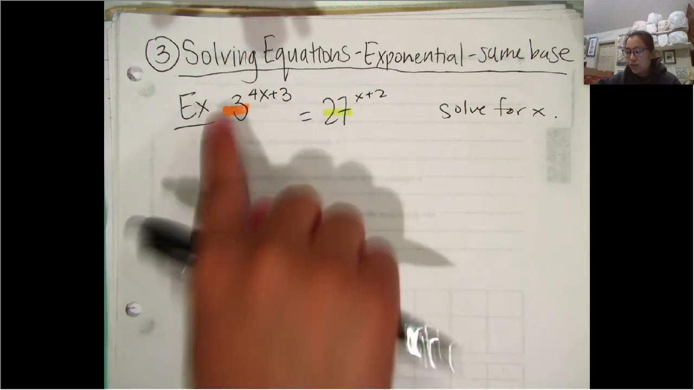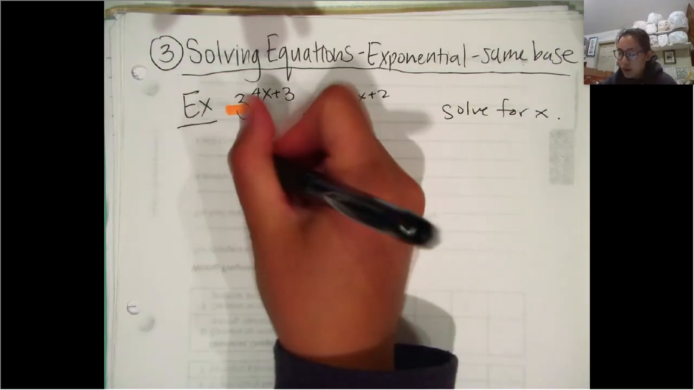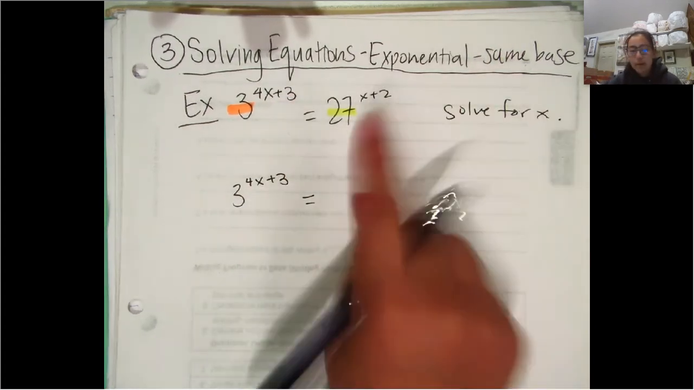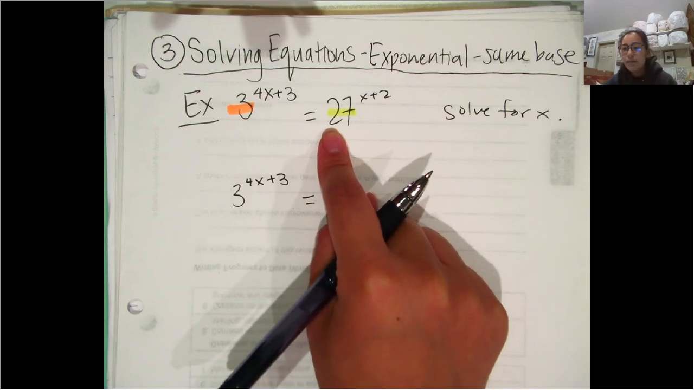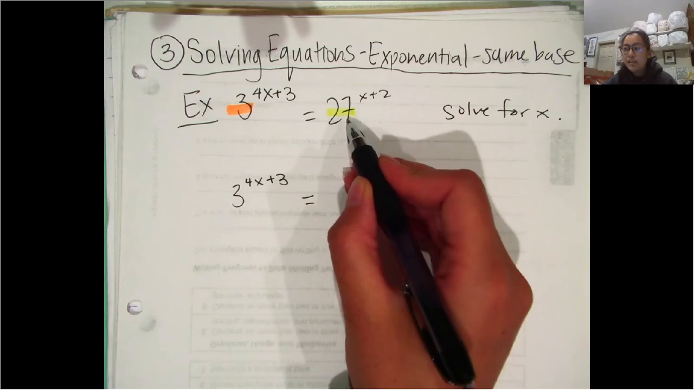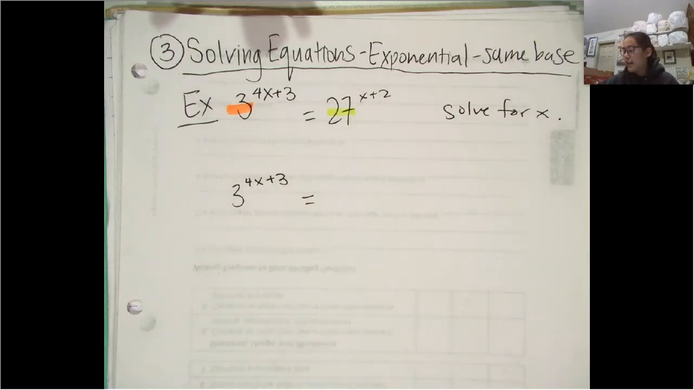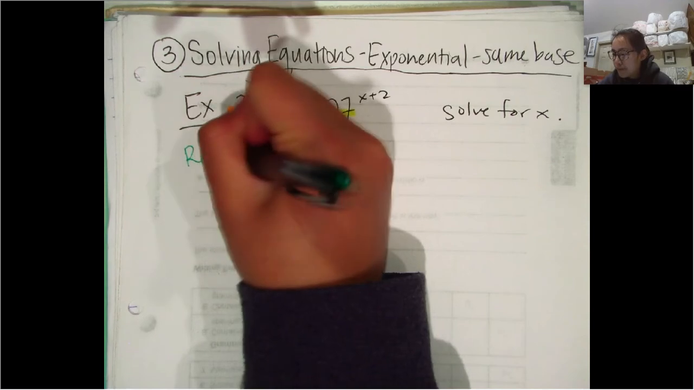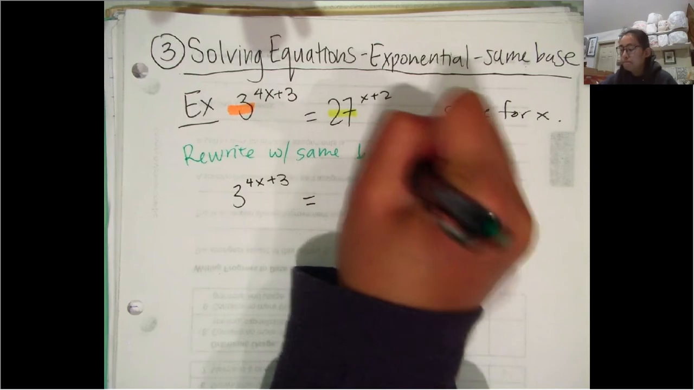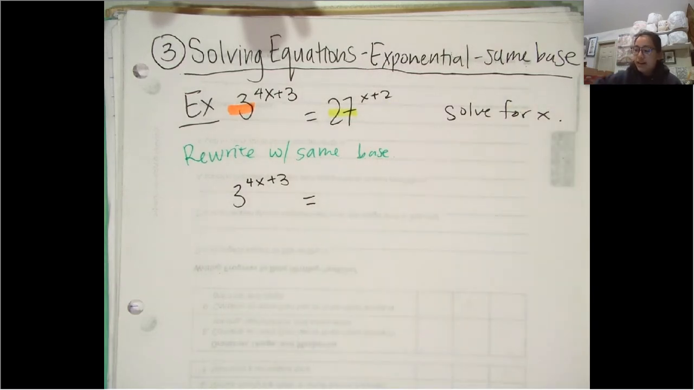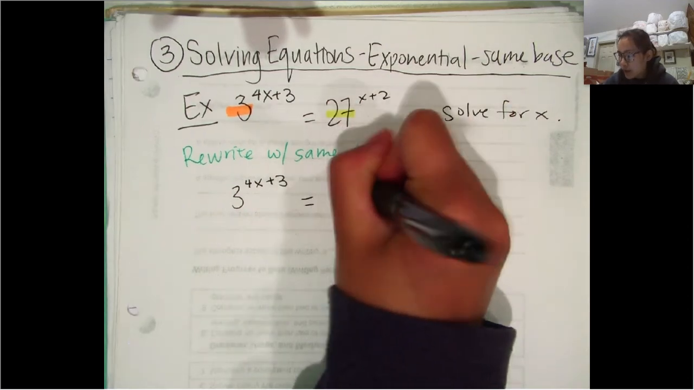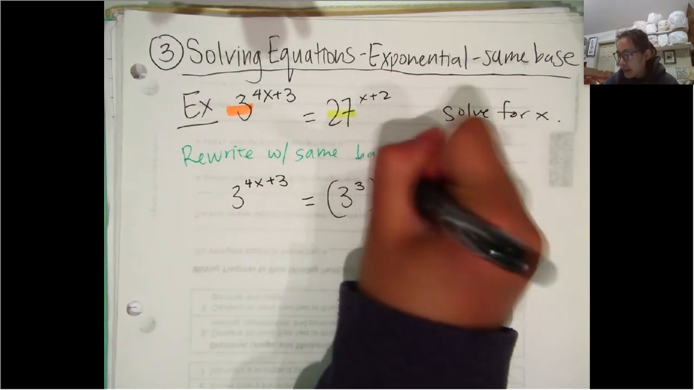So 3 obviously is just 3, so we're going to leave that as 3 to the power of 4x plus 3. And then equals, so what I'm trying to say is that 27 can be written as a power of 3. Therefore, we rewrite this with the same base. And of course here, 27 is equivalent to 3 cubed. So we have 3 cubed to the power of x plus 2.